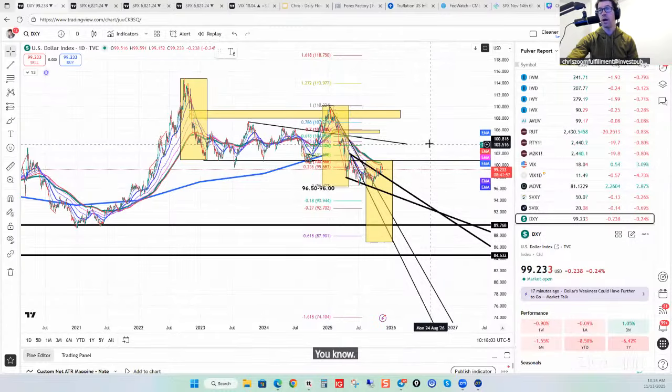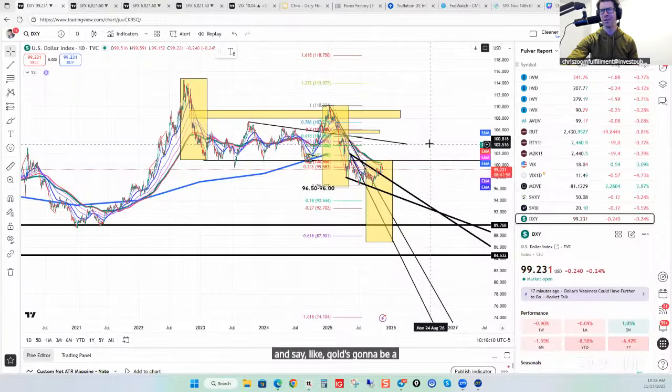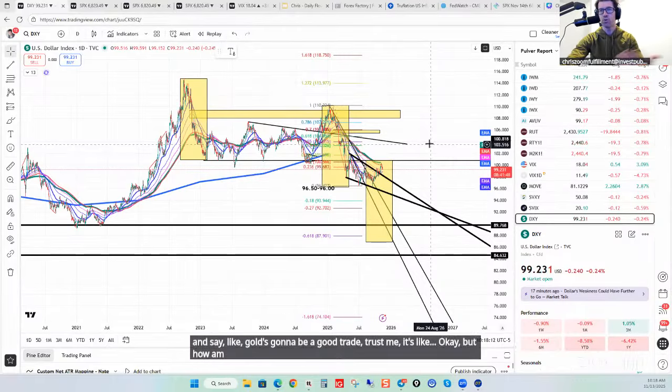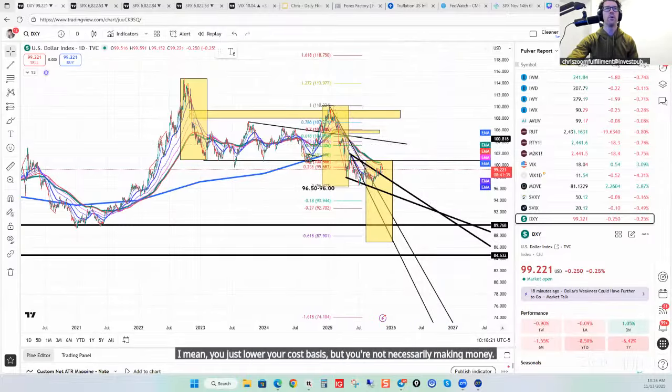Unless you're properly hedged or properly collared, I don't want to sit and make nothing and say, "Oh, gold's going to be a good trade. Trust me." Okay, but how am I making money through this? If we have a 20% correction in gold, how do you make money? I mean, you just lower your cost basis, but you're not necessarily making money. So anyway, a lot of stuff.